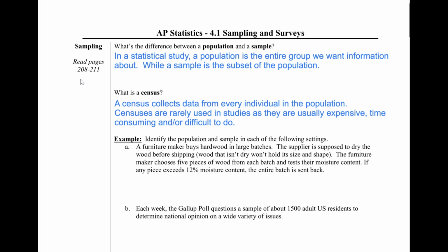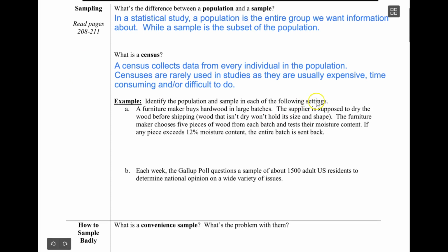So let's look at a couple of examples here, and what we need to do is determine the population in each group and the actual sample. So I'm going to talk about some mistakes that students often make when identifying their population. Let's look at example A here.